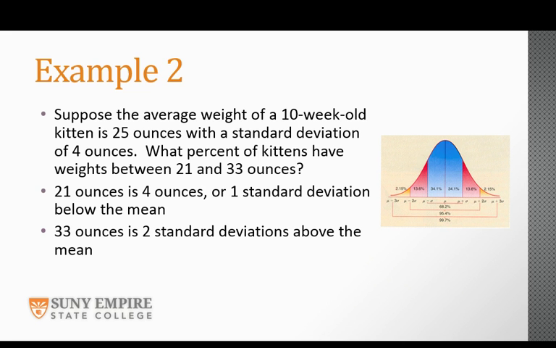But how does this help us? If we look at our graph of the normal curve, we realize that 68.2% of the population is between 1 standard deviation below through 1 standard deviation above the mean. Also, 13.6% of the population is between 1 and 2 standard deviations above the mean. If we add those two percentages together, we realize that 81.8% of 10-week-old kittens weigh between 21 and 33 ounces.